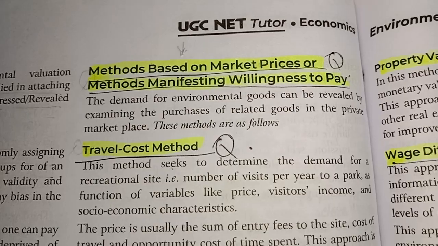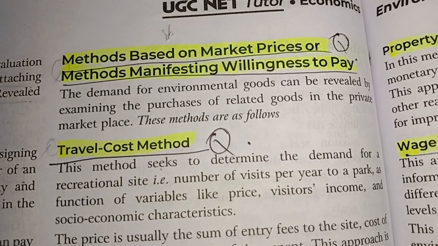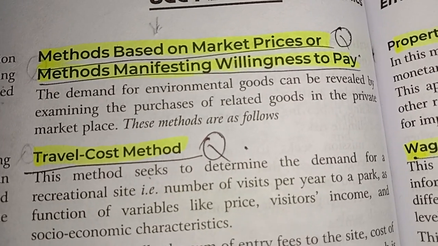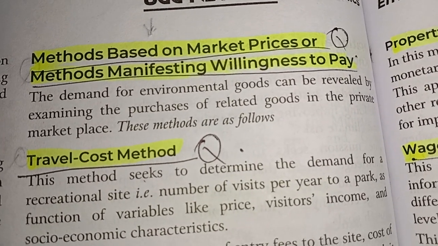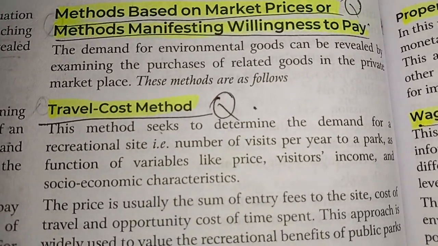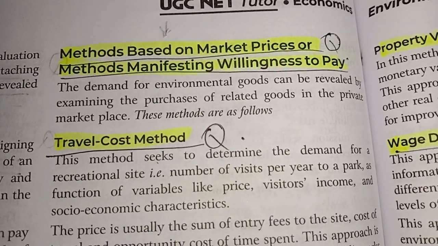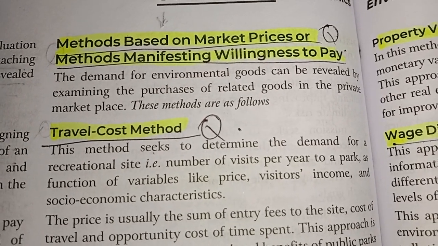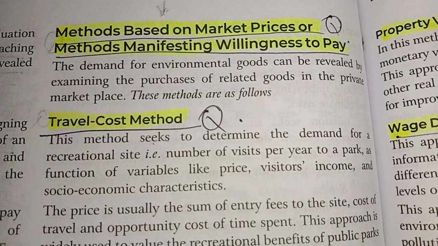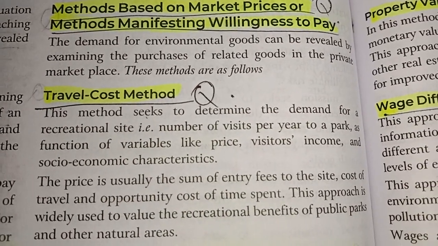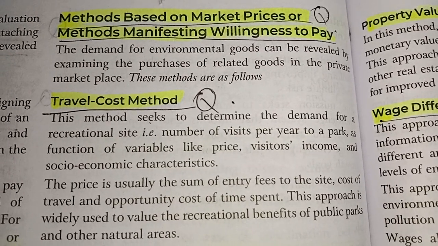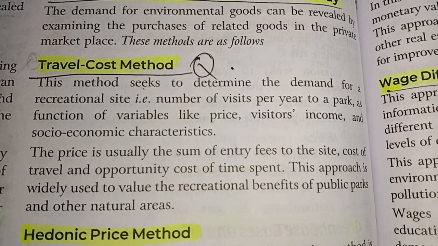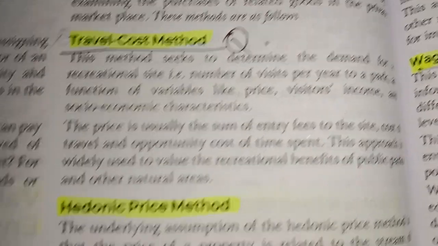Methods based on market prices or methods manifesting willingness to pay. The demand for environmental goods can be revealed by examining the purchases of related goods in the private marketplace. These methods are as follows. Travel cost method. This method seeks to determine the demand for a recreational site, the number of visits per year to a park, as a function of variables like price, visitors, income, and socioeconomic characteristics. The price is usually the sum of entry fees to the site, cost of travel, and opportunity cost of time spent. This approach is widely used to value the recreational benefits of public parks and other natural areas.